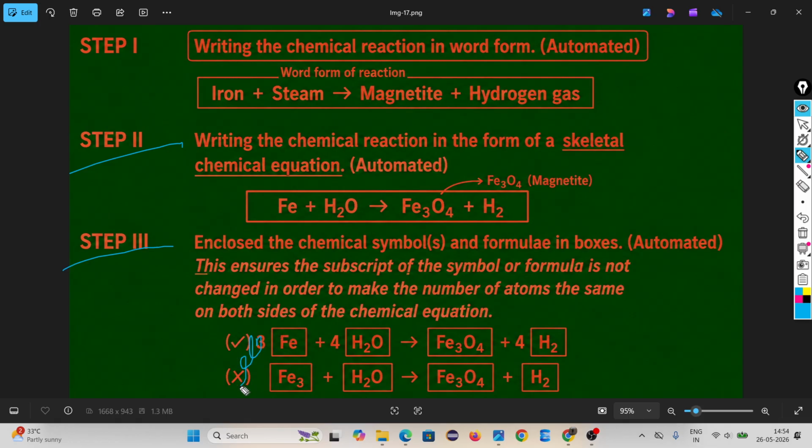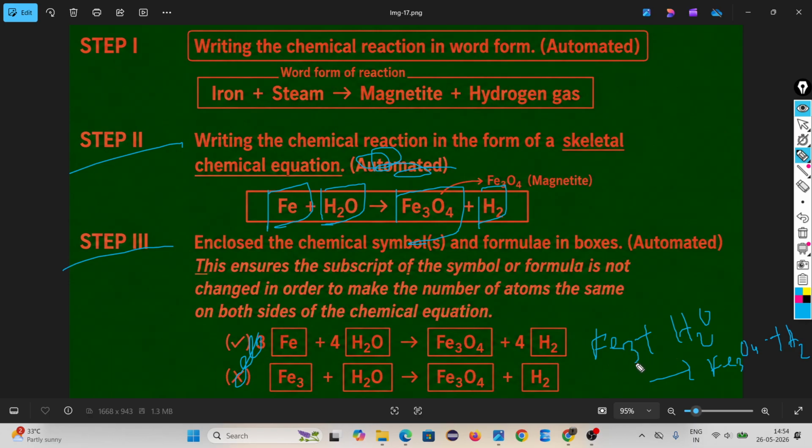After writing this, you have to enclose it inside boxes. Why are you enclosing? Because this ensures the subscript of the symbol or formula is not changed in order to make the number of atoms the same on both sides of the chemical equation. Look, this is the skeletal equation: Fe plus H2O gives iron oxide plus hydrogen.